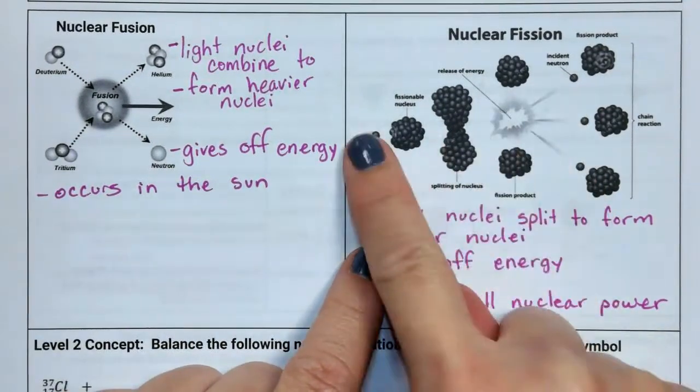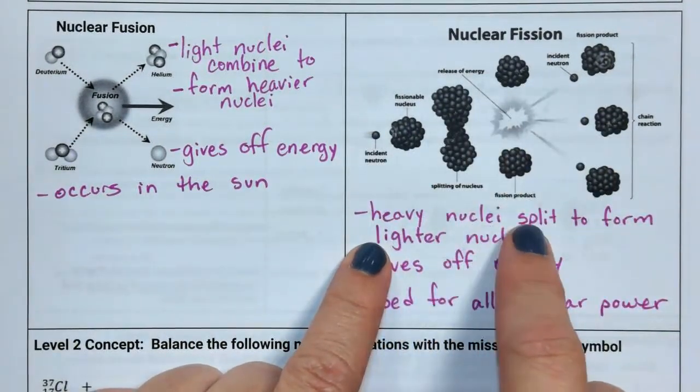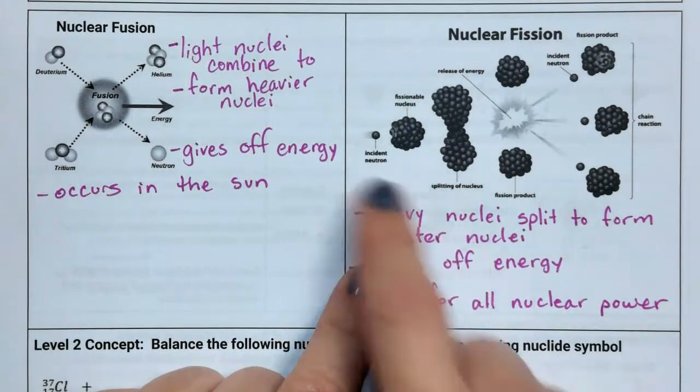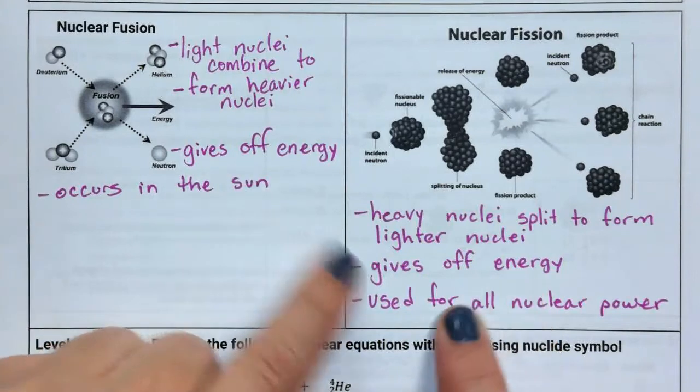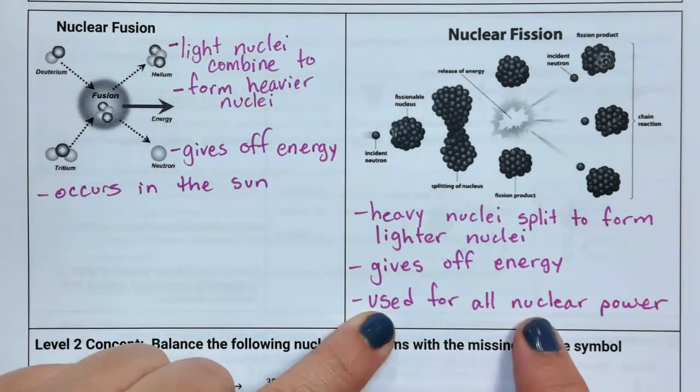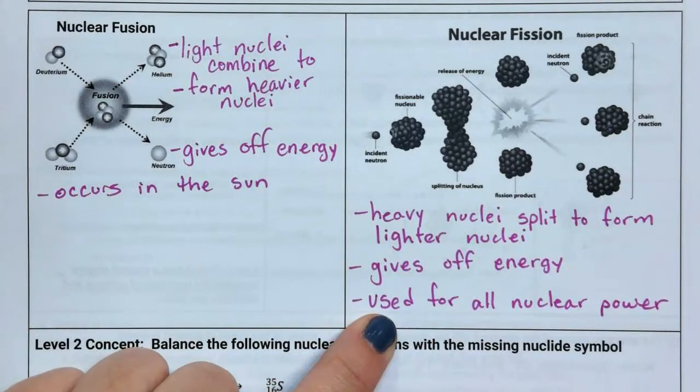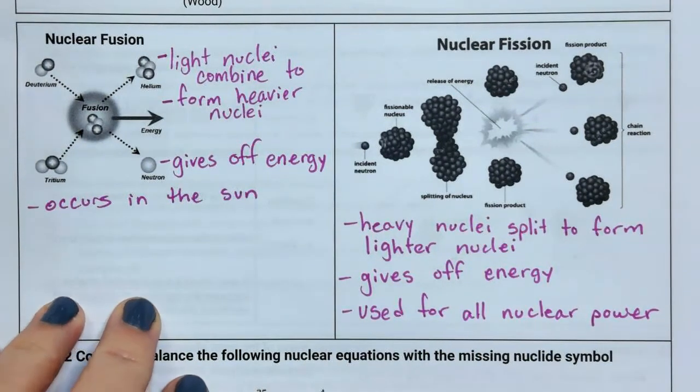Nuclear fission, fission is division. Heavy nuclei split to form lighter nuclei, the reverse or opposite. It is going to give off energy. Both of them give off energy, and we use fission in all nuclear power. And this concludes all level 1 notes.